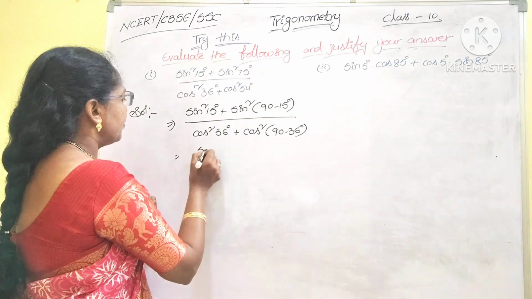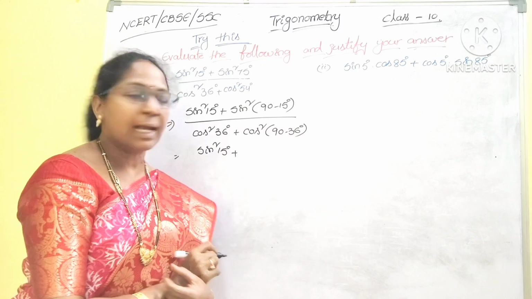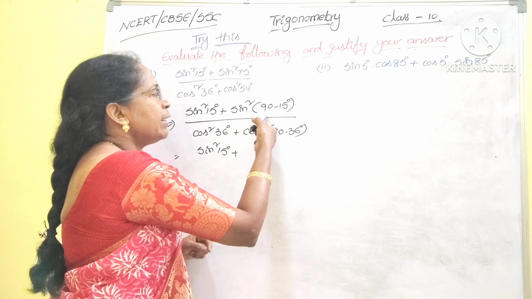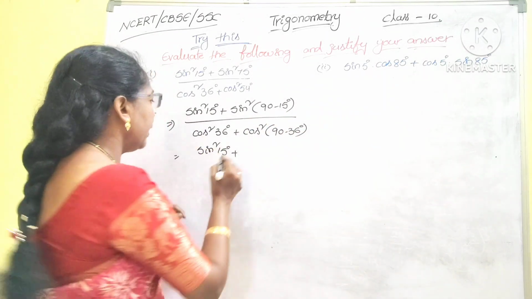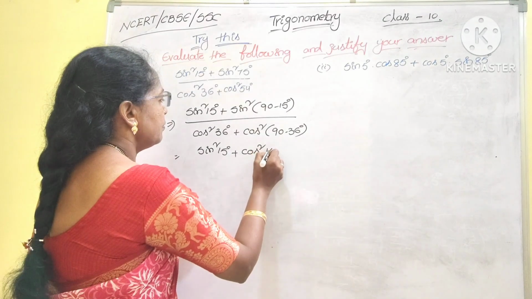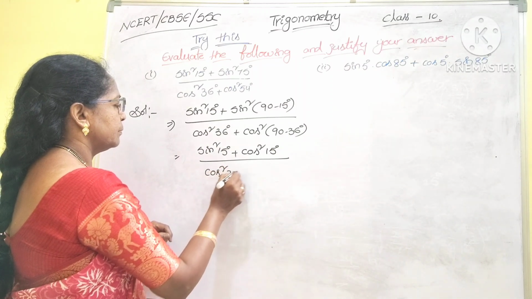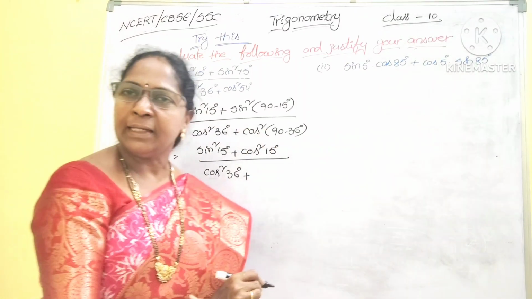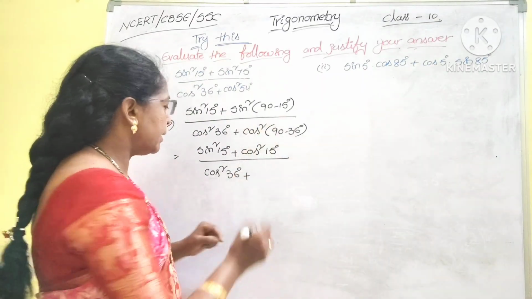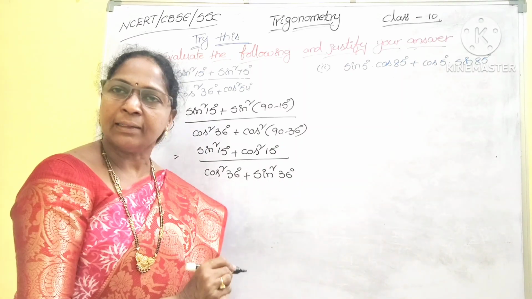Now, sin square 15 degrees plus here you apply that complementary angle. Sin 90 minus theta equal to cos theta. But here sin square 90 minus theta, you will get cos square theta. So cos square, where theta equal here 15 degrees, divided by cos square 36 degrees plus cos square 90 minus 36. Cos 90 minus theta, again sin theta. Here cos square theta is there, so sin square theta, that equal to sin square 36 degrees.